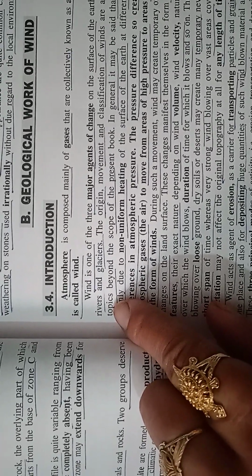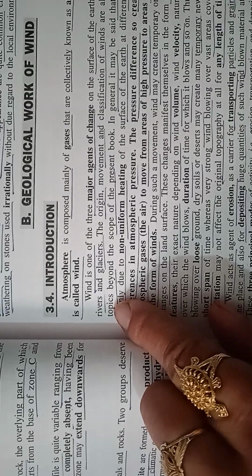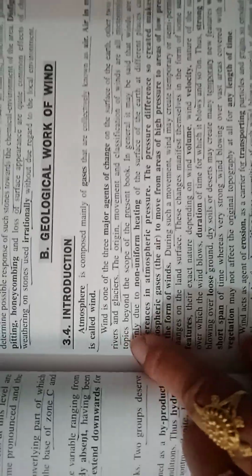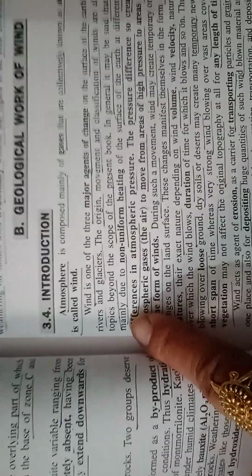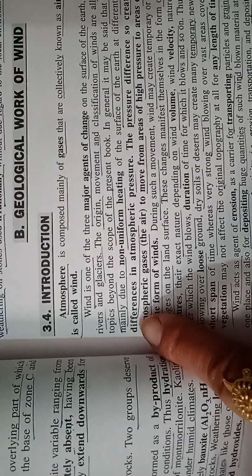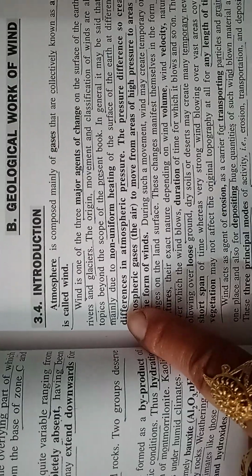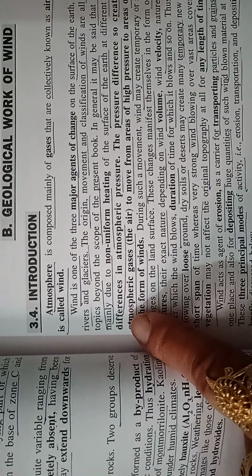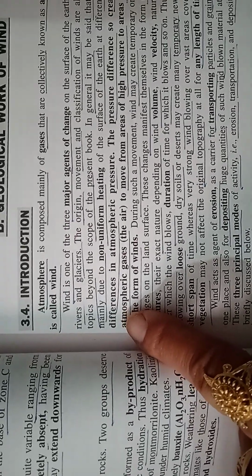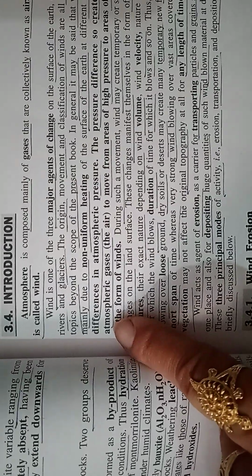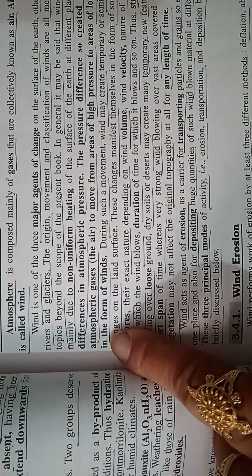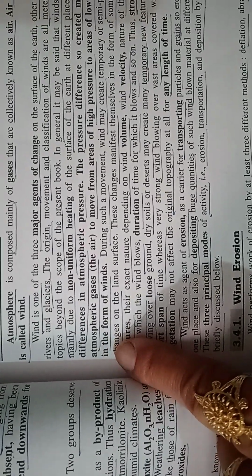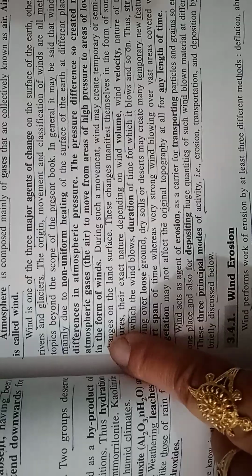The origin, movement, and classification of winds are all meteorological topics beyond the scope of this book. In general, it may be said that winds are born mainly due to non-uniform heating of the surface of the earth at different places, causing differences in atmospheric pressure. The pressure difference so created makes the atmospheric gases, the air, move from areas of high pressure to areas of low pressure in the form of winds.